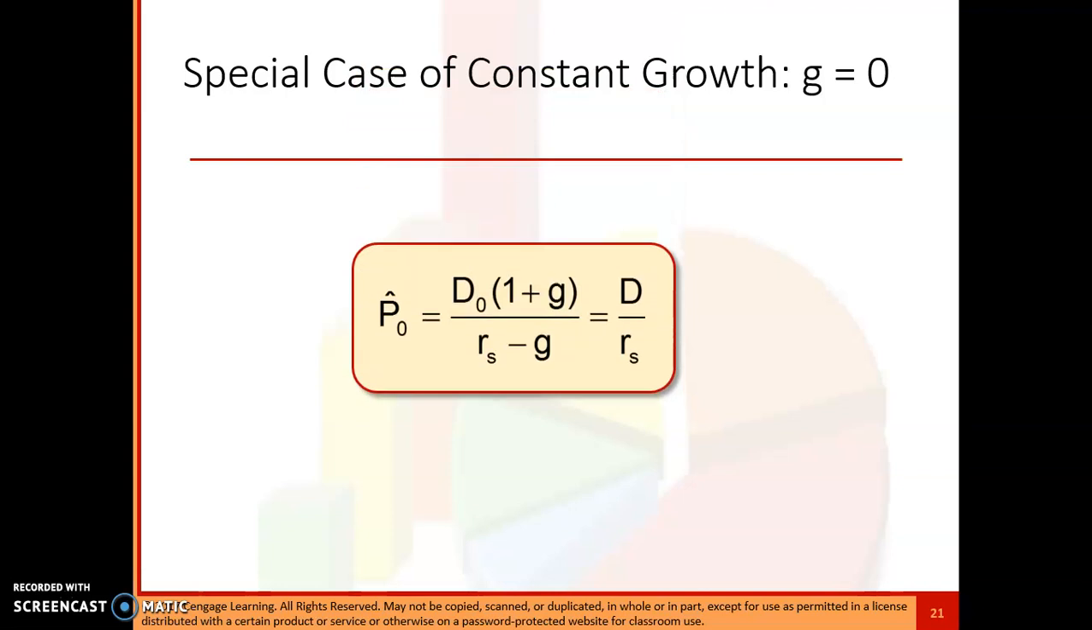Next is a special case of the constant growth model, where G equals 0. This is also how preferred stock is calculated. If the growth rate of dividends is 0, then this cancels out, and this cancels out. We end up with D divided by R. This is called a perpetuity.